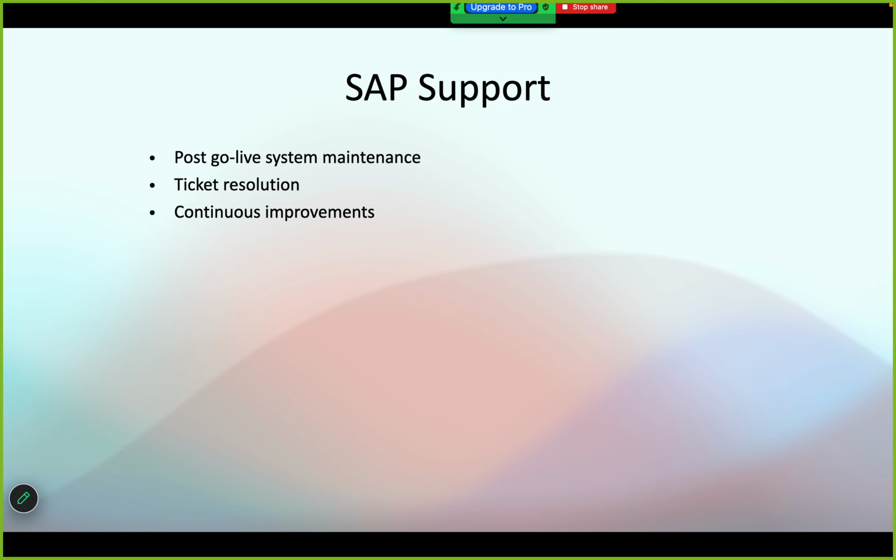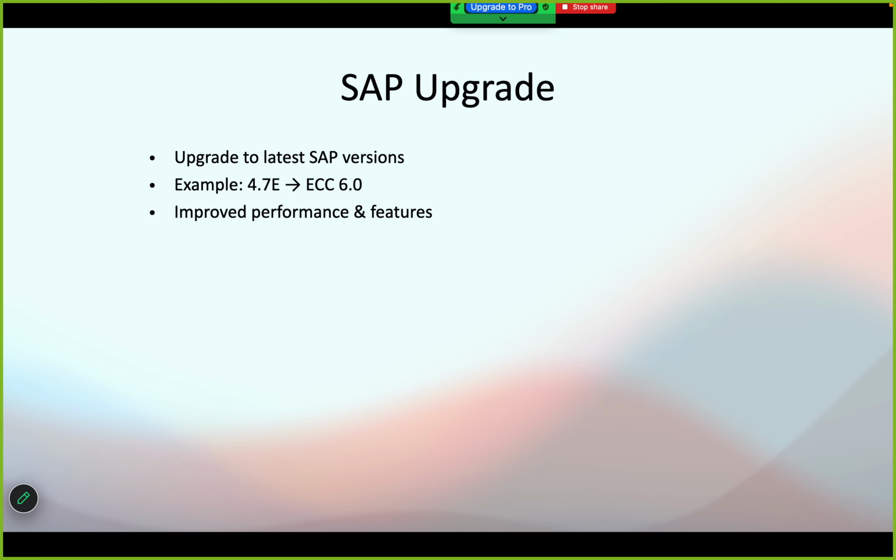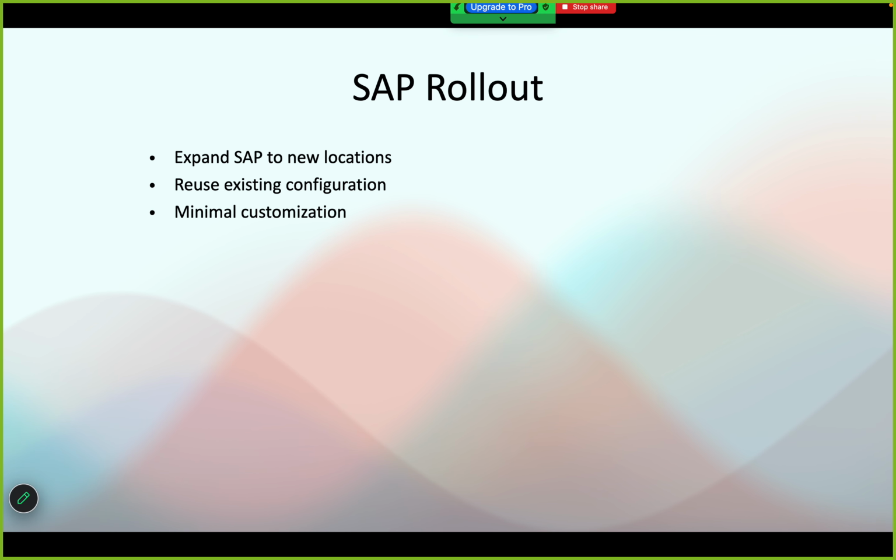Okay, let's go with the next concept. Now upgradation, let's say we are on an old version. If you want to move from the old version to the latest version, then we have the upgradation project. It's a very simple concept. Now rollout project is something where we expand SAP to new locations, reuse existing configurations, and minimize the customization. So let's say IBM has implemented SAP for BMW Europe, and now they want to implement it for BMW US, then you can go for a rollout project.